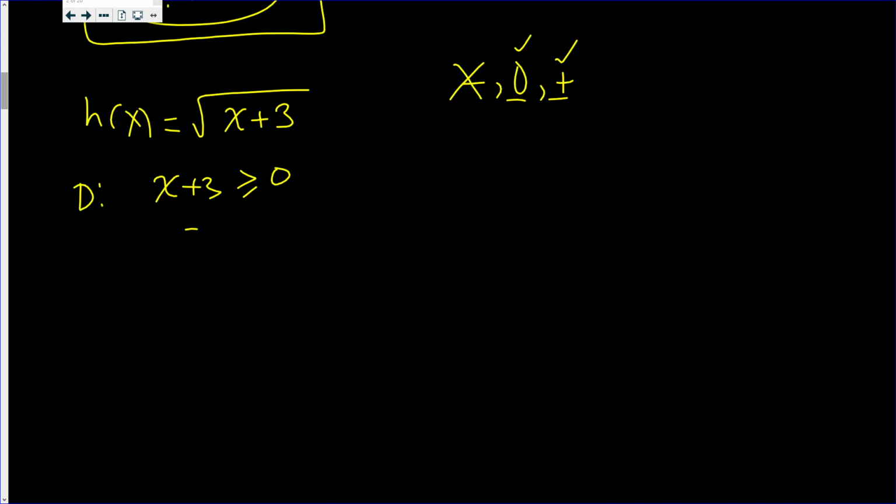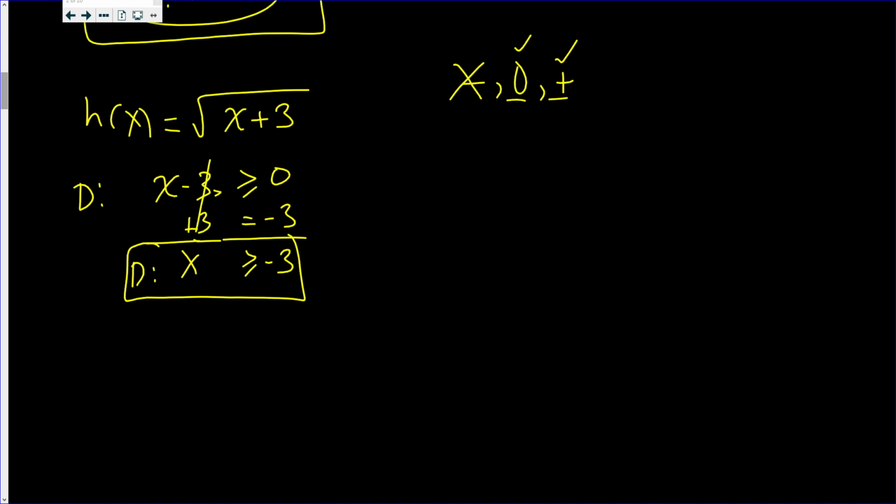Well, what type of numbers can you add 3 to and get positive or 0? Numbers from -3 and above. And if you take away 3 from both sides, by design, the 3's cancel, and you get x is bigger than or equal to -3. That is the domain. All numbers -3 or larger.